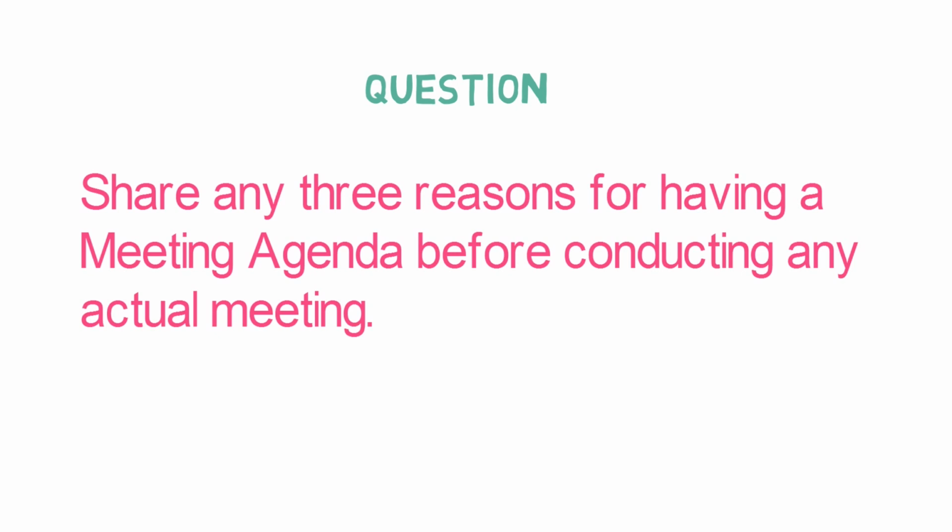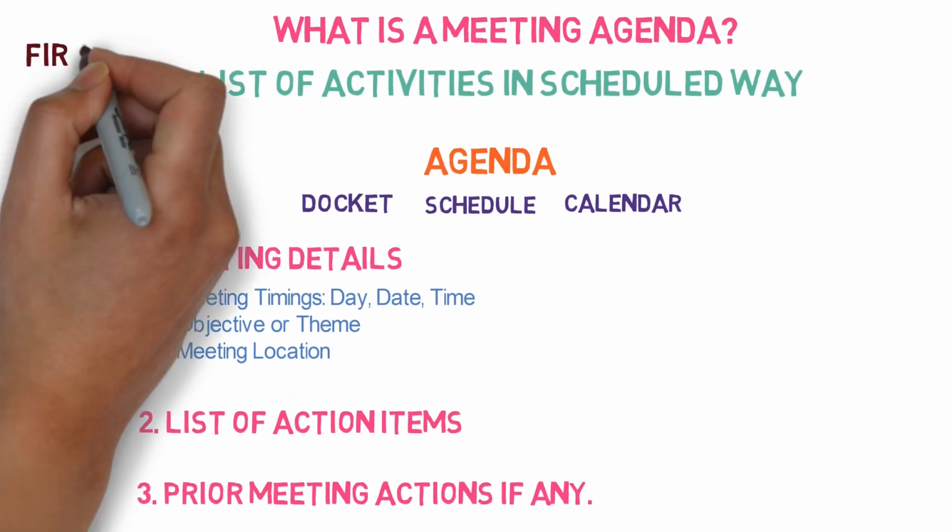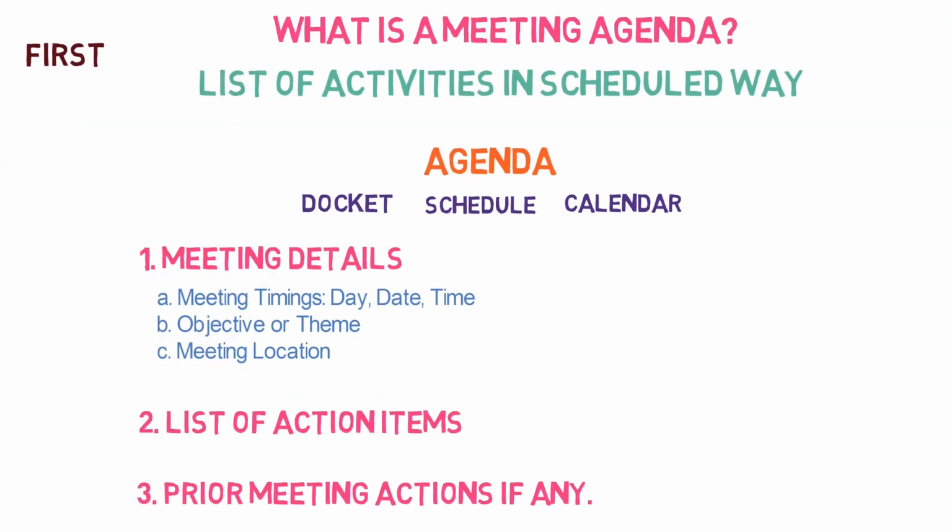So that's all about meeting agenda in this video. Let's quickly revise what we learned in this lesson. Firstly, we looked at what a meeting agenda is. A meeting agenda is a list of activities that participants are hoping to achieve during the meeting. It must have 3 things in it. Number 1, meeting details. Number 2, list of activities along with the action owners and timeline. And number 3, prior meeting actions if any.